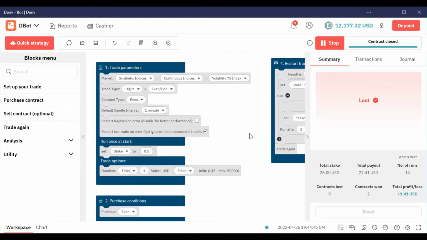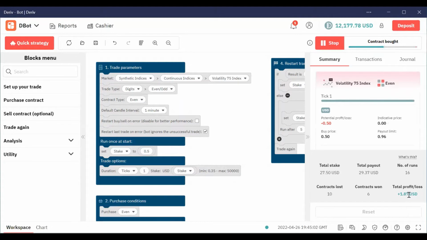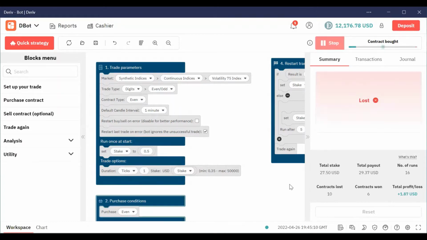So for each time this bot loses, on the next tick, will it be using Martingale to recover the loss? Yes. It's using Martingale to recover the loss. Do you understand now? That is why you are seeing profit. Even if it loses it now, it will use Martingale to trade it again. Do you understand?